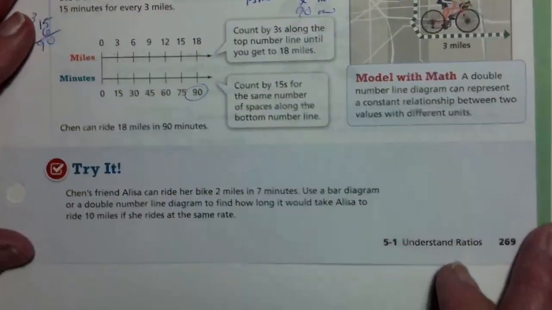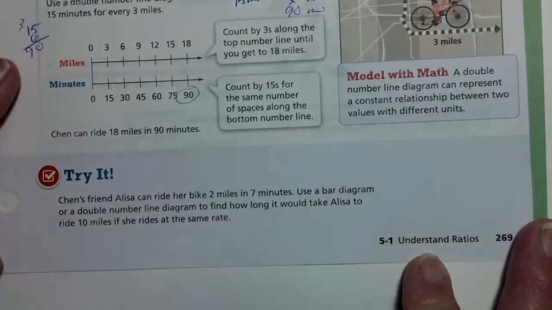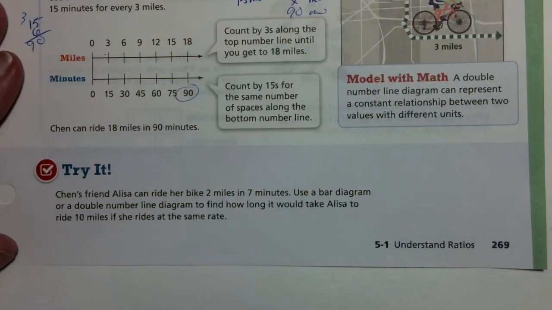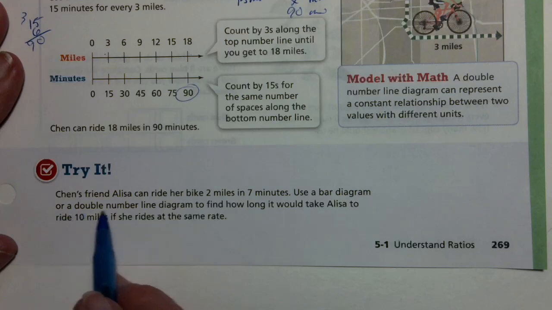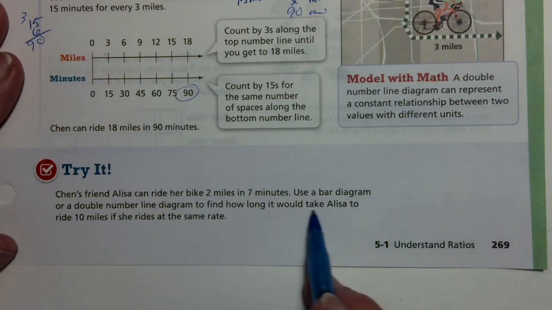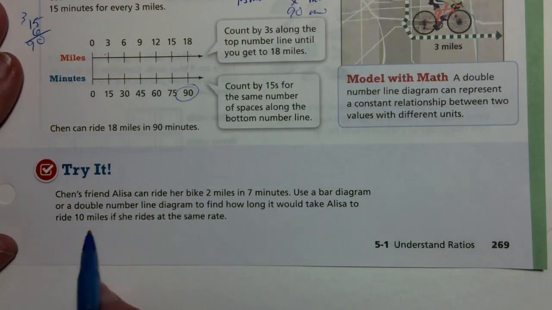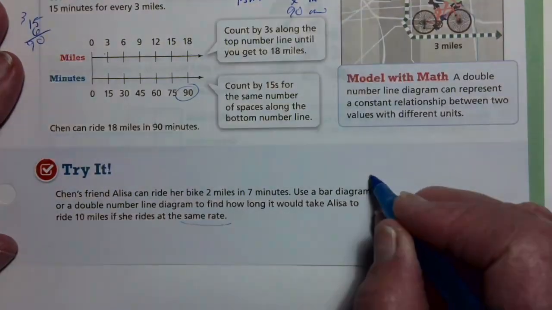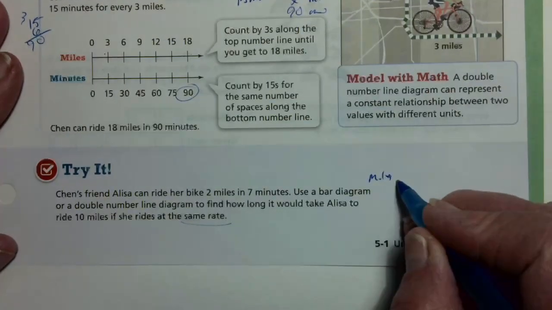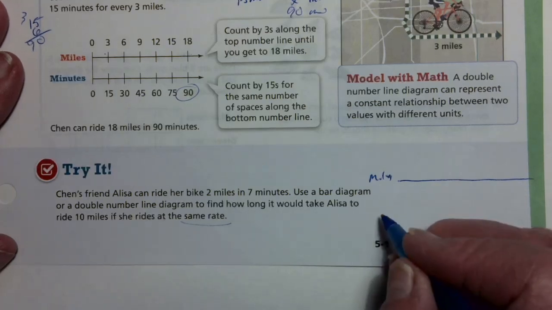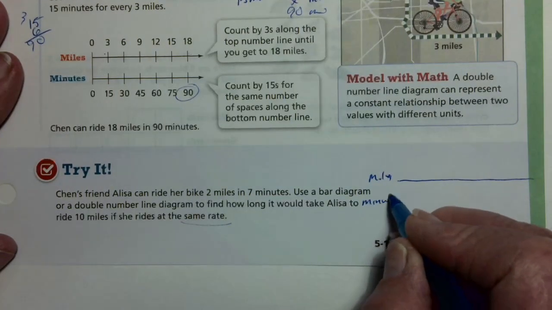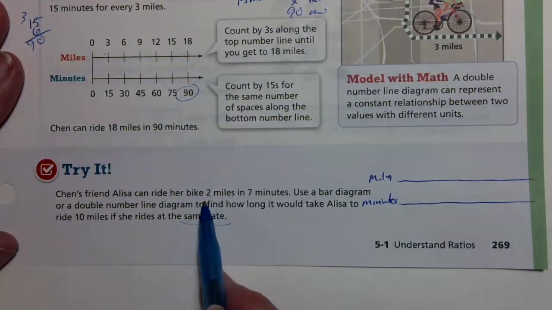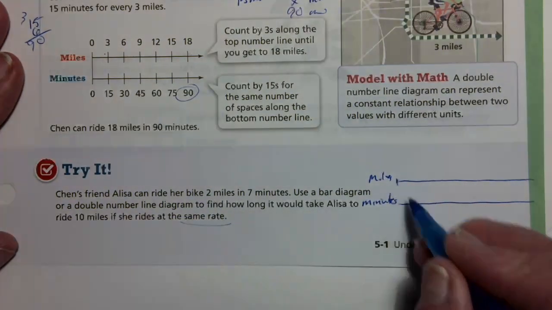All right. Let's go down here to the trike. Chen's friend Alyssa can ride her bike 2 miles in 7 minutes. Use a bar diagram or a double number line diagram to find how long it would take Alyssa to ride 10 miles if she rides at the same rate. Okay, so let's put miles on the top like they did, and let's put minutes on the bottom just like they did. And this time, 2 miles in 7 minutes. So here's my starting point.